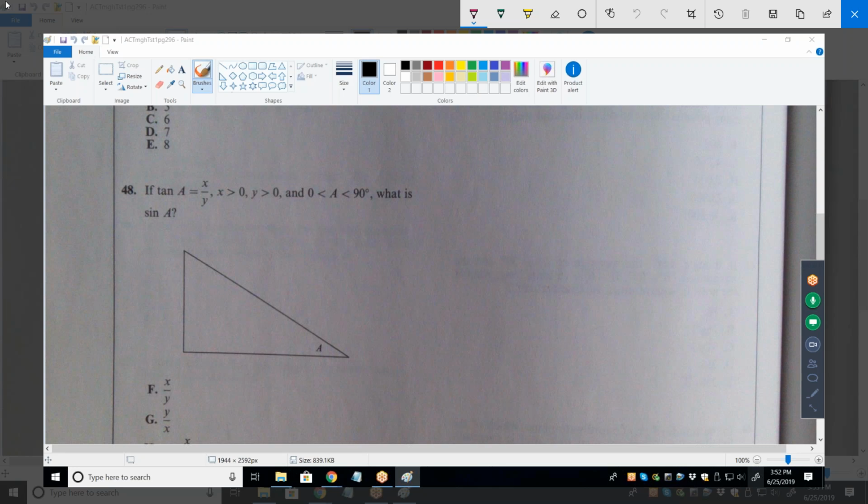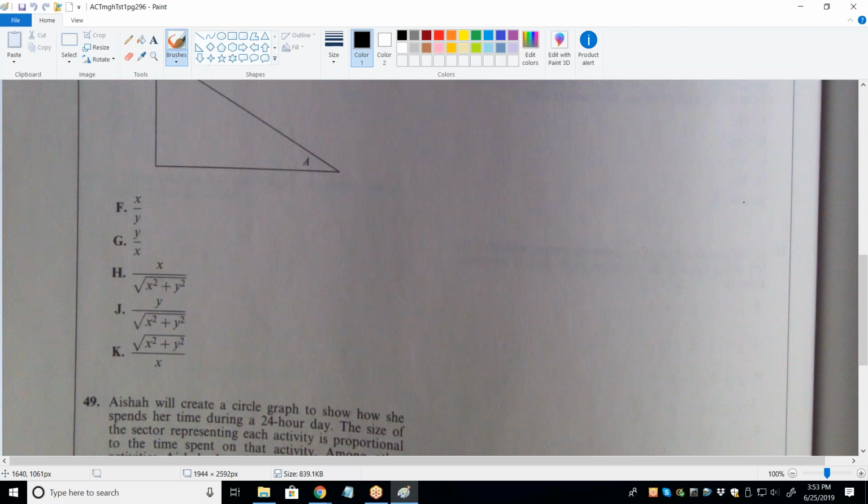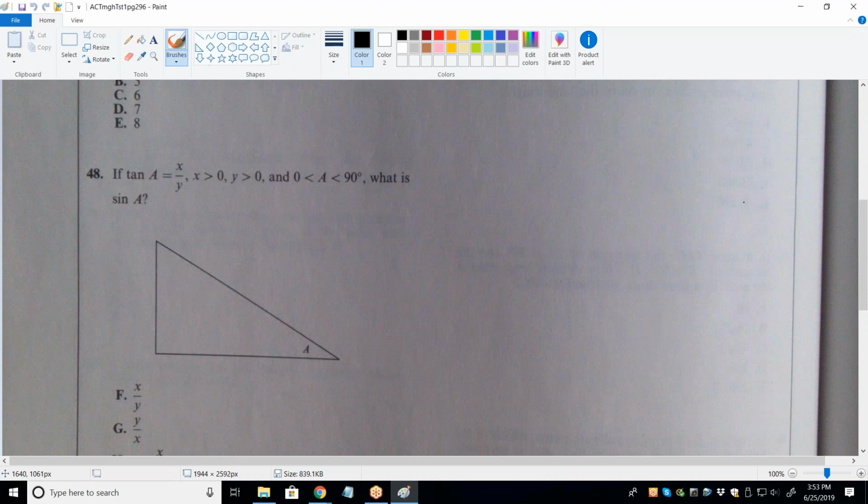Okay. So they have a diagram, and they have angle A labeled right here. So if the tangent of A is x over y, that's x and that's y. That's right. And what is the sine of A? Here, let me show you all the answers, just so you get an idea of what they're looking for. Got it? Okay.